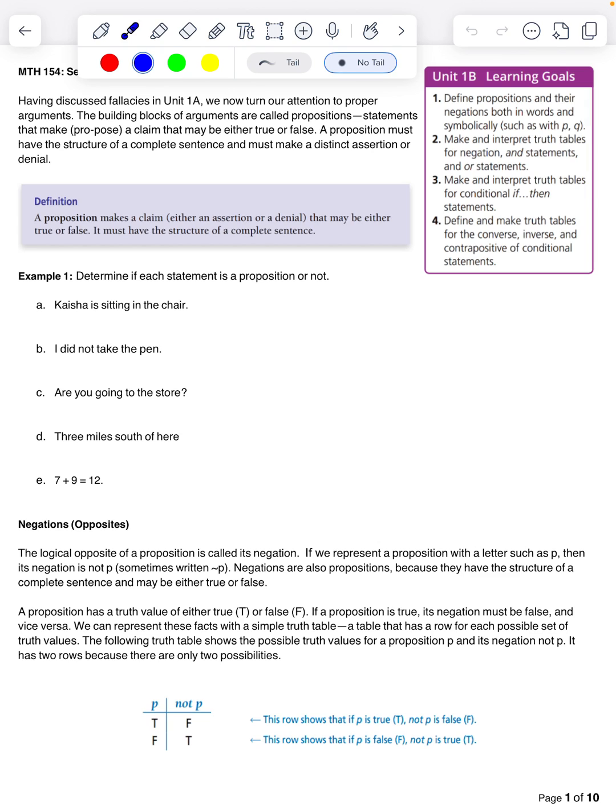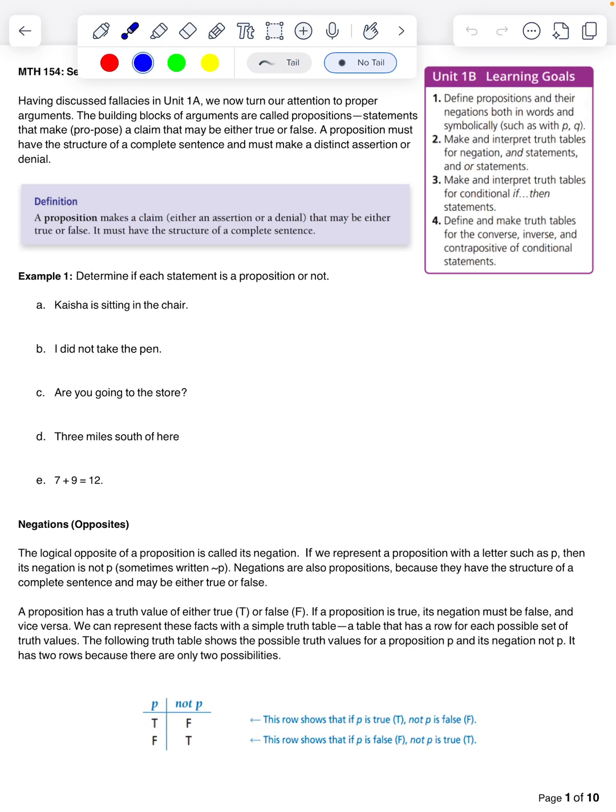We're going to talk about truth tables, and we will interpret these truth tables, as well as define and make truth tables for converse, inverse, and contrapositives of conditional statements.